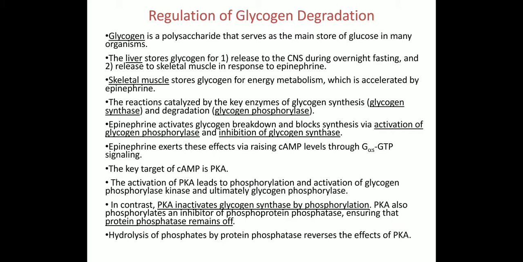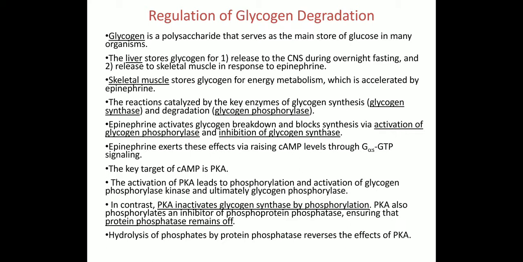The epinephrine stimulated increase in cyclic AMP and the subsequent activation of protein kinase A enhances the conversion of glycogen to glucose 1 phosphate in two ways. First, by inhibiting glycogen synthesis, and second, by stimulating glycogen degradation.